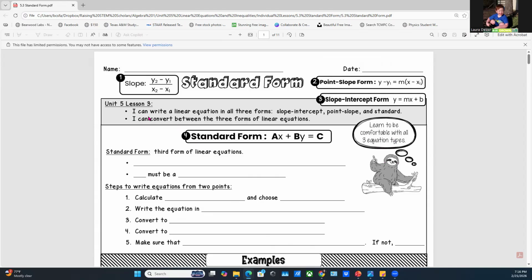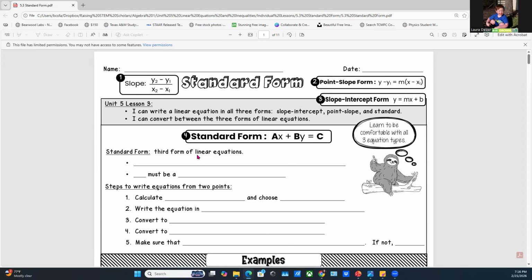How we know we're successful today is, number one, I can write a linear equation in all three forms: slope-intercept, point slope, and standard. I can convert between the three forms of linear equations. Also, slope will come into play. Slope is y2 minus y1 divided by x2 minus x1. I numbered each one of these equations so we can keep referencing them.